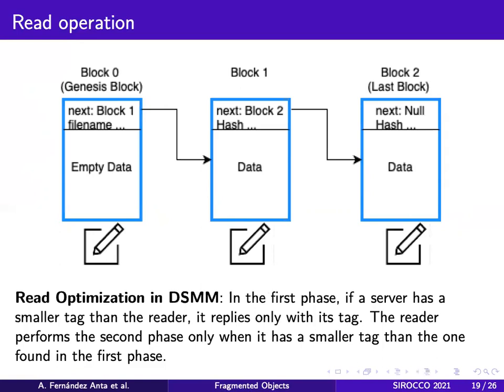We also apply a read optimization in the distributed shared memory module. In the first phase, if a server has a smaller tag than the reader, it replies only with its tag. The reader performs the second phase only when it has a smaller tag than the one found in the first phase.